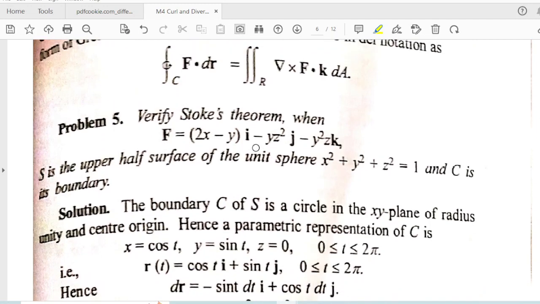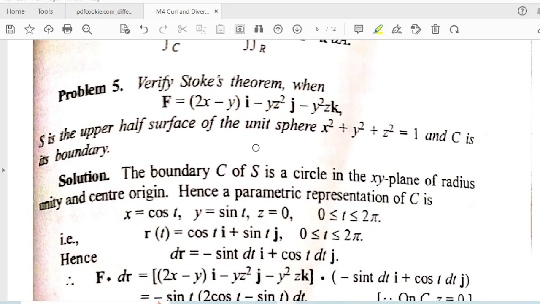It's a very important theorem. Stokes theorem is very important. They will also ask to prove Stokes theorem. So we have a problem.